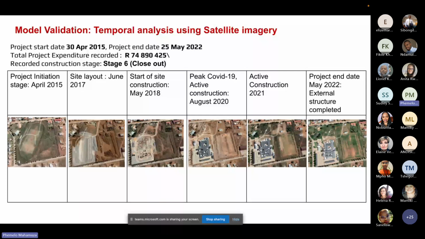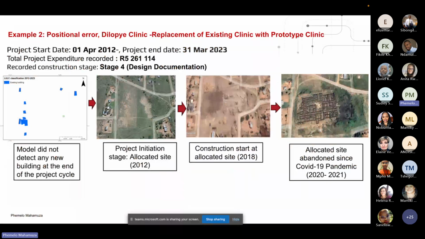Another example is with these healthcare facilities. But now, remember, as I said, for some healthcare facilities we see that there's a certain amount of expenditure that is said to be spent on this project. But when looking at it using satellite images, we can see that during the 2019 COVID pandemic, between the years 2022 and 2021, this healthcare facility was actually abandoned, right?